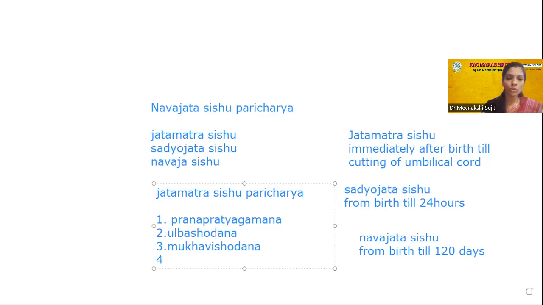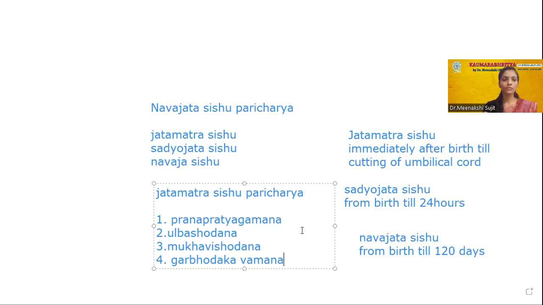Coming to the fourth point, that is Garbhodaka vamana. Garbhodaka vamana is practiced by administering drugs to the baby so as to make him vomit the aspirated fluid.